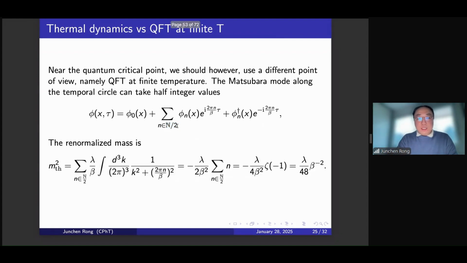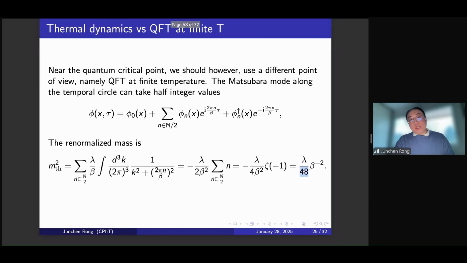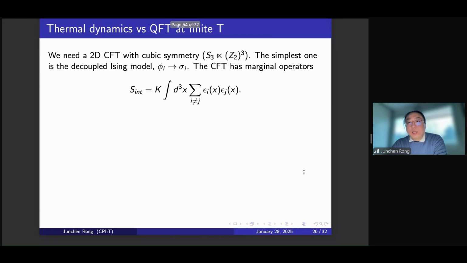In fact, nothing changed. If you do it for the Ising model, what you are getting is still a positive mass. It's just the size of the mass is changing. It's changing to be half the size. So after you perform these calculations, this dimensional reduction, what you are getting is a 2D system with the cubic symmetry. And what is that cubic symmetry?